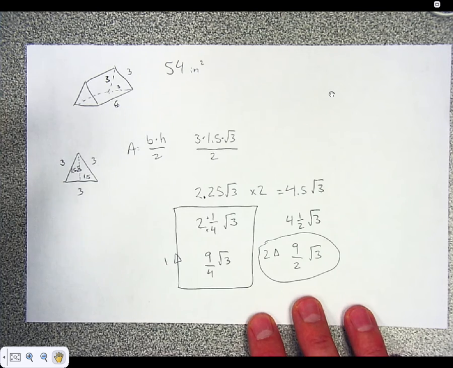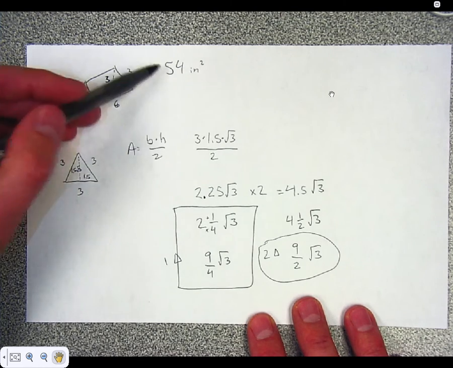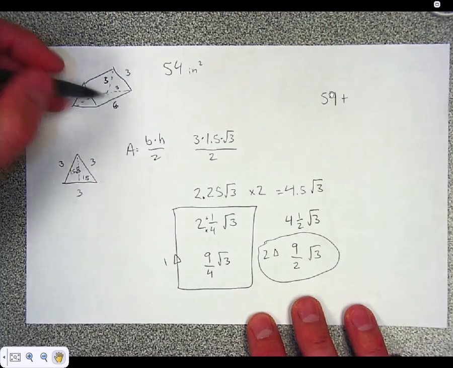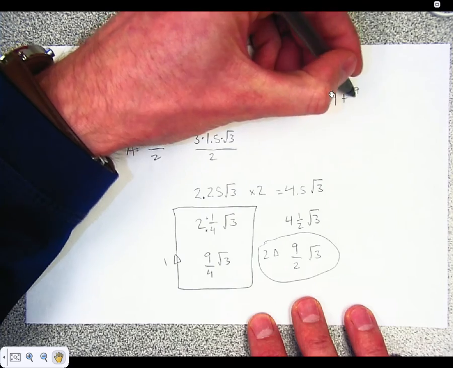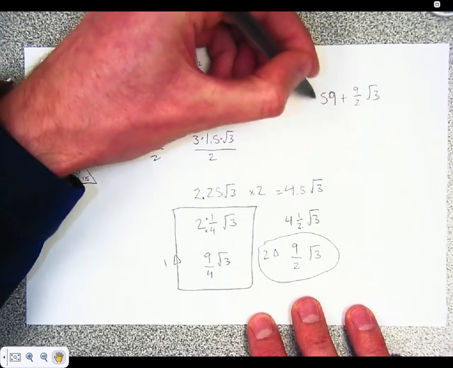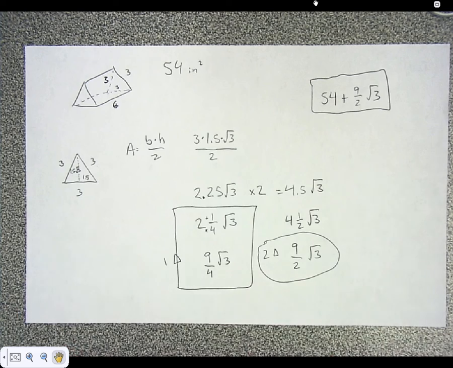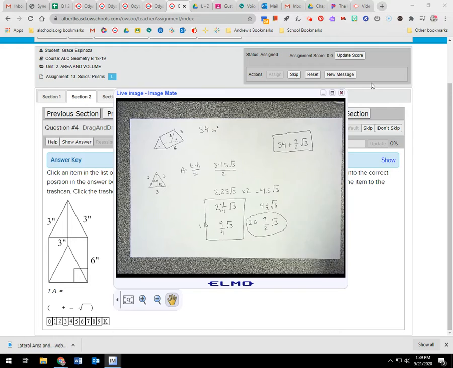Okay, almost done. These are a lot more work than the rectangles. We have the lateral area is 54. And I need to add the 2 triangles. 2 triangles would be 9/2 root 3. That does not look like a very elegant solution. You know, there's this plus in there and a square root of 3, but this is the most precise answer you could give without rounding a decimal. And that's what's going to end up going right here.